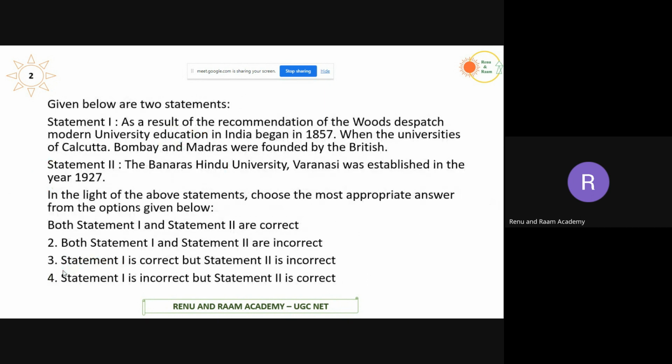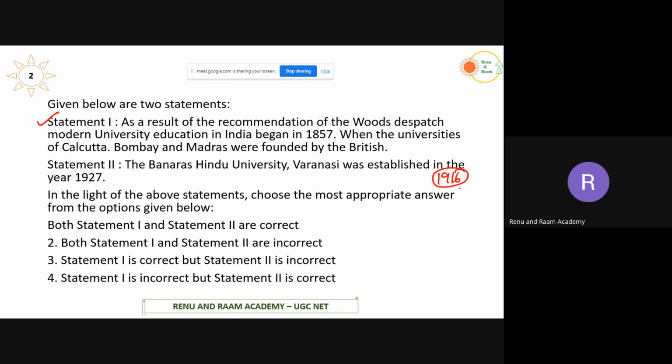Coming to the next one, we have two statements here. We have to find out which is right. As a result of recommendations of Wood's Dispatch, modern university education in India began in 1857. Yes, this statement is right. Second one: the Banaras Hindu University, Varanasi, was established in the year 1927. So the statement 1 is right. Coming to statement 2, the Banaras Hindu University was established in 1916.